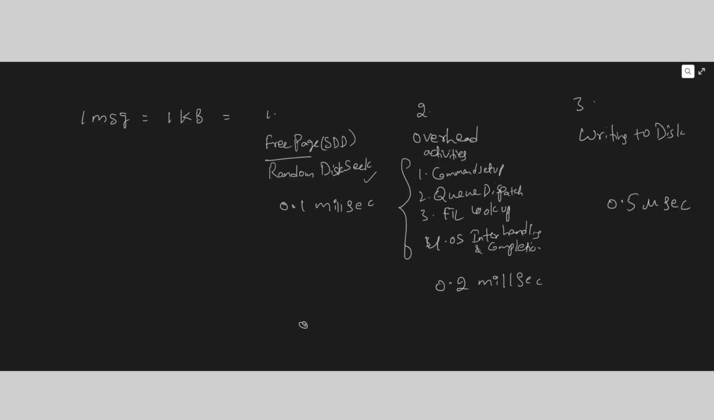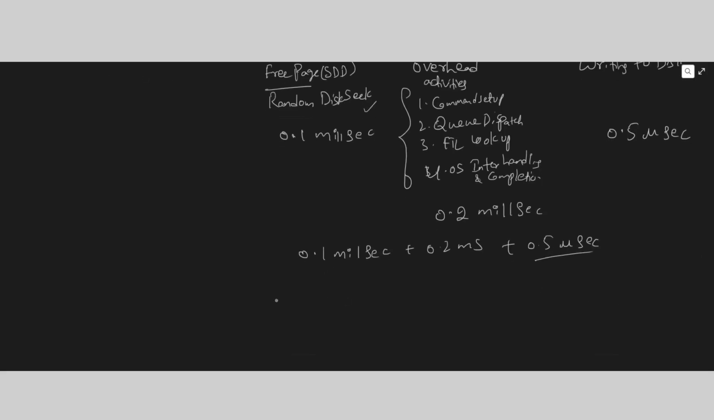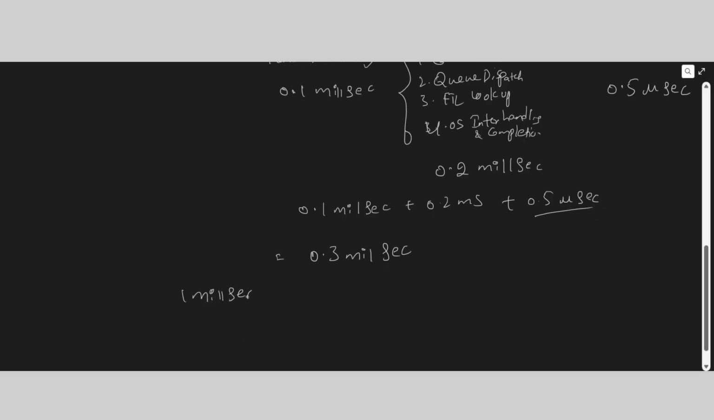So in total, for one message it will take 0.1 milliseconds plus 0.2 milliseconds plus 0.5 microseconds. Microseconds are negligible in front of milliseconds, right? So I'll ignore that. In total, in 0.3 milliseconds you can write one message into the disk. So that means in 1 millisecond, you can write 3 messages into the disk.